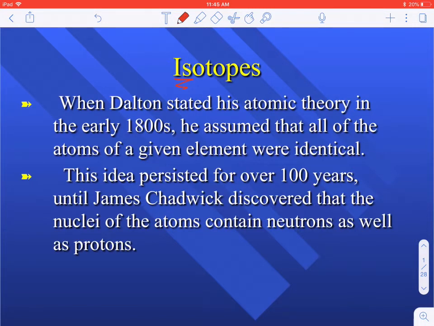So when we talked about Dalton earlier on, Dalton thought that all elements had atoms and the atoms of a given element were absolutely identical. And that idea hung around for a while until our friend James Chadwick realized that we could actually have different numbers of neutrons and still have the same element, because protons are what identify the identity of an element. So let's discuss some of these isotopes.